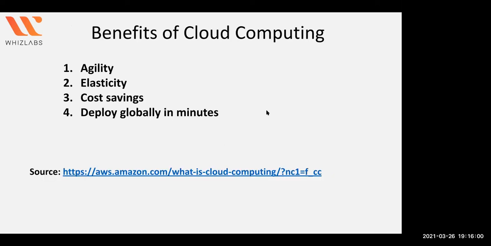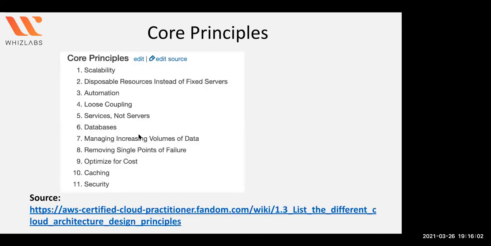Now, next, we'll discuss the benefits of cloud computing. Let's see the core principles: why cloud computing is so much ahead of us. The very first thing is scalability. If you see how cloud scales immediately, the second part is disposable resources instead of fixed servers. So let's say if you have to give 2 GB of system to someone, rather than purchasing one, you can just quickly use it, and once your use case is done, you can destroy that part.